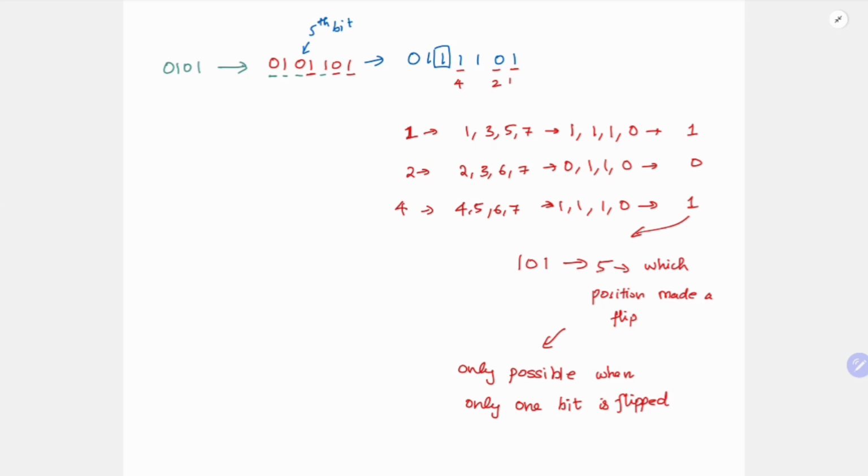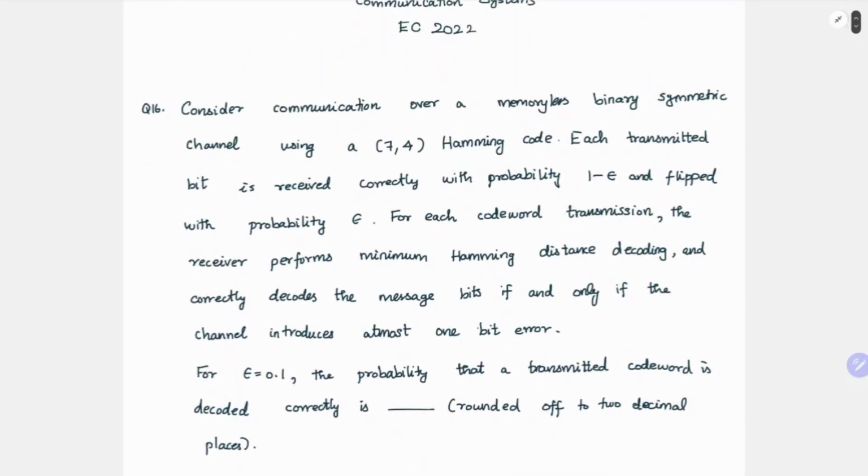So now you know which position is flipped, so now you can correct it. You can correct it back to 0 1 0 1 1 0 1. Then you can discard these bits 1, 2, 3 and only take 0 1 0 1. So this is your transmitter thing. That is what they have also mentioned in the question.